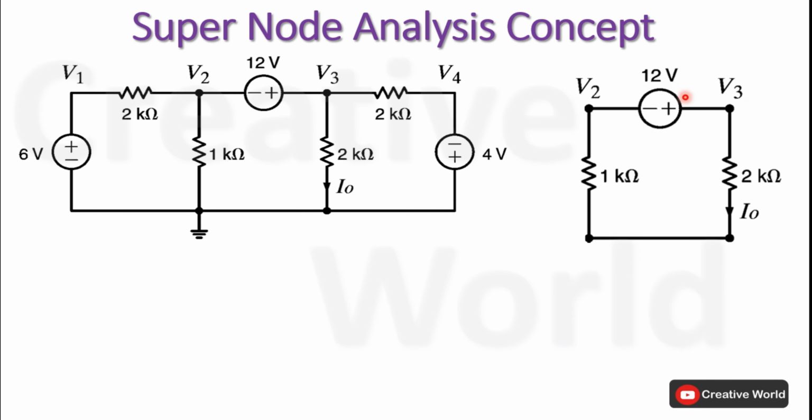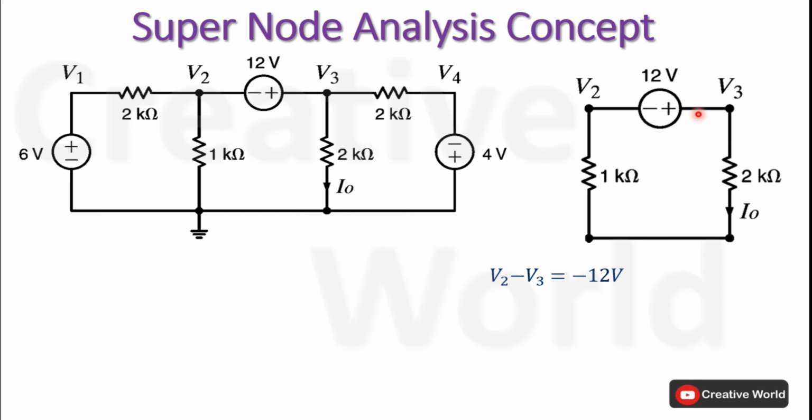Here a 12 volt source exists between two non-reference nodes. Now as we are dealing in simple nodal analysis technique, voltage across any element between two nodes is always equal to the difference of those two node voltages. In this case, voltage across this voltage source is 12 volt, which is indicating that the potential difference of these two node voltages is 12 volt. So we can write this statement in mathematical form. Potential difference of these two node voltages is equal to 12 volt.